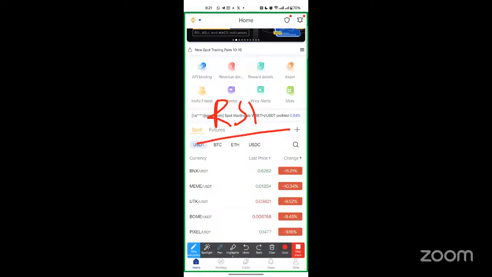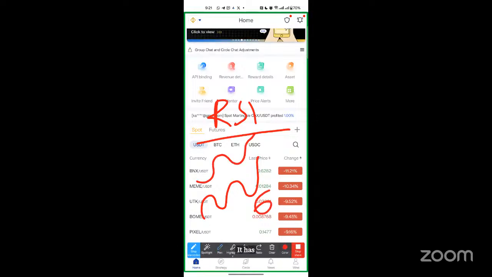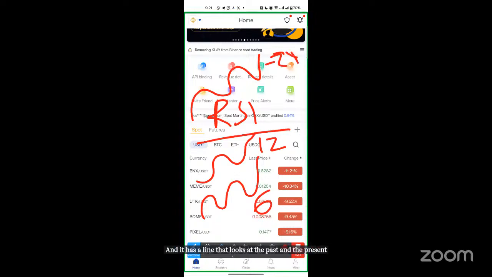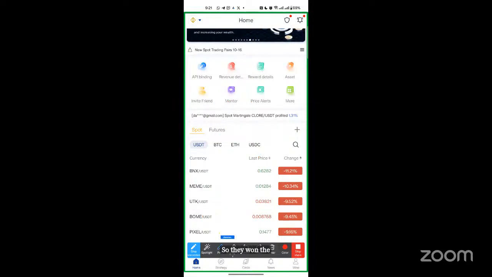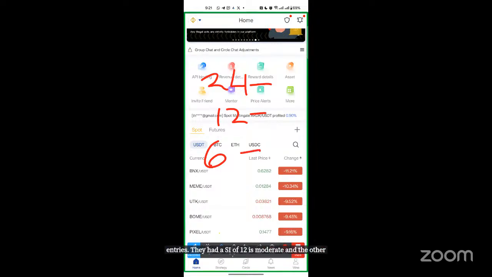When I want to use this indicator in the semi-automatic way, this RSI has 3 lines. It has a line that looks at the past 6 candles. It has a line that looks at the past and the present 12 candles. And it has a line that looks at the past and the present 24 candles. Okay? So the RSI of 24 is always very slow, but it will give reliable entries. The RSI of 12 is moderate, and the RSI of 6 is fast.